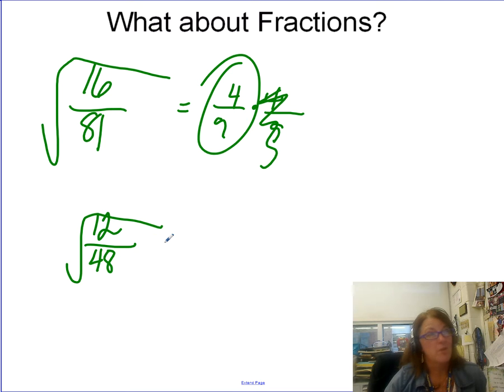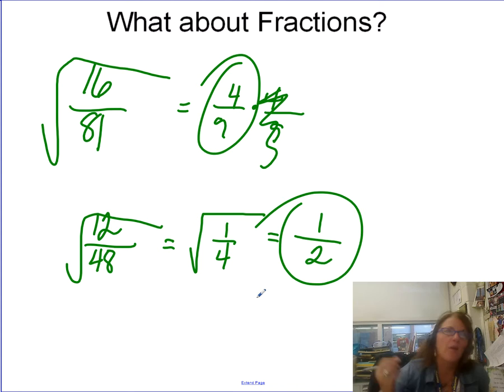Notice, hey, 12/48, that's not in simplest form. Let's simplify this fraction first. 12/48 is the same as 1/4. Well, there you go. I can do that. Goodness sakes. The square root of 1/4, the square root of 1 is 1. The square root of 4 is 2. Now I'm cooking with gas.